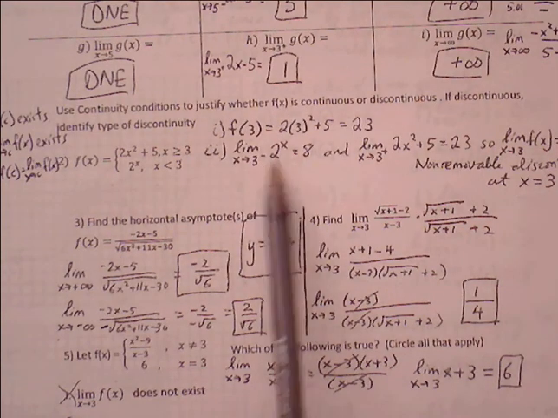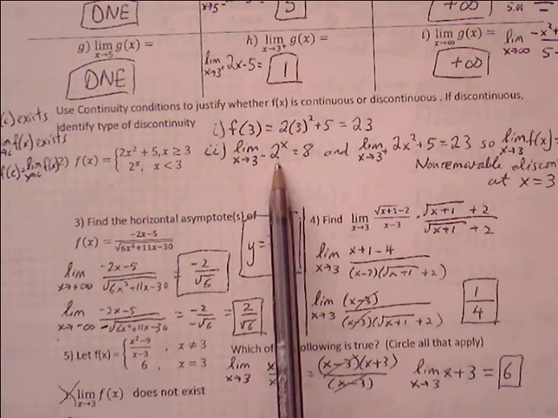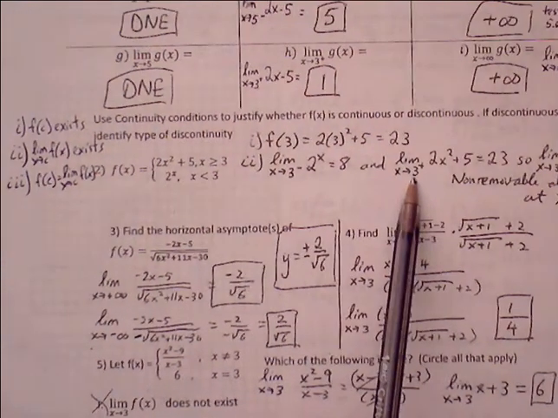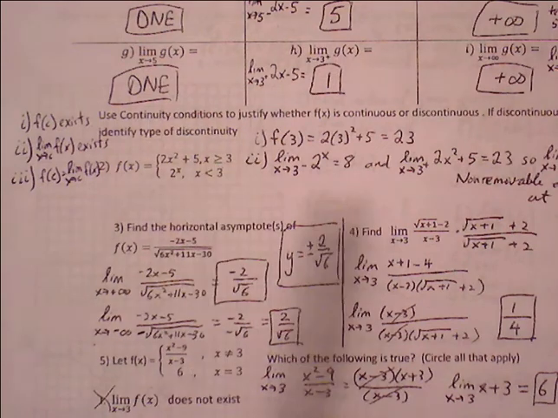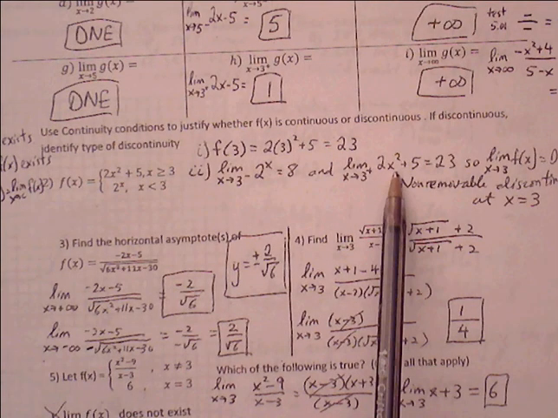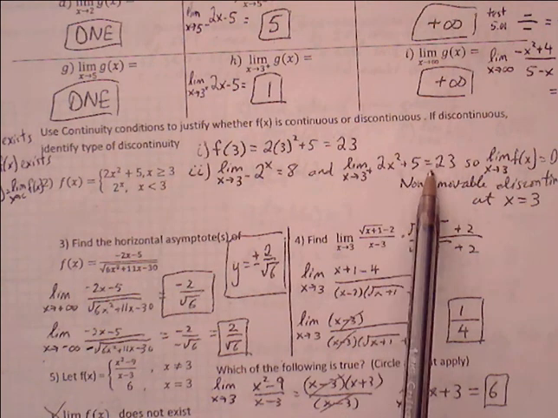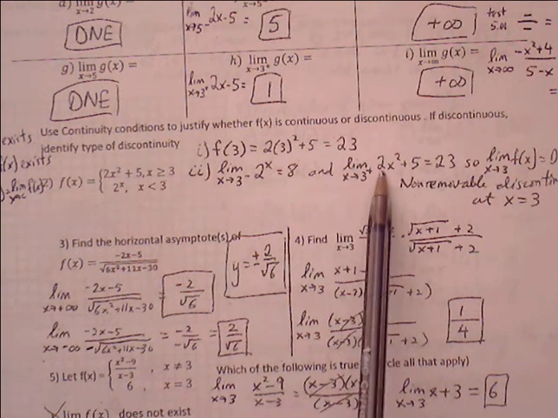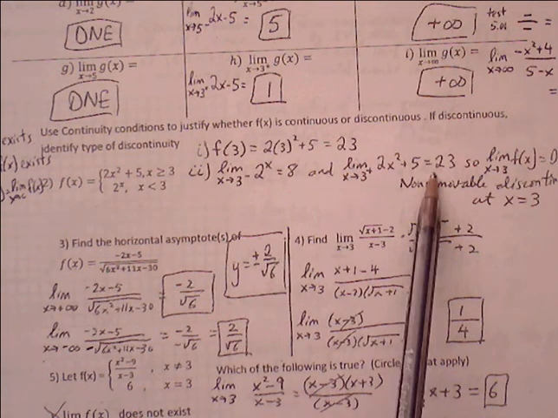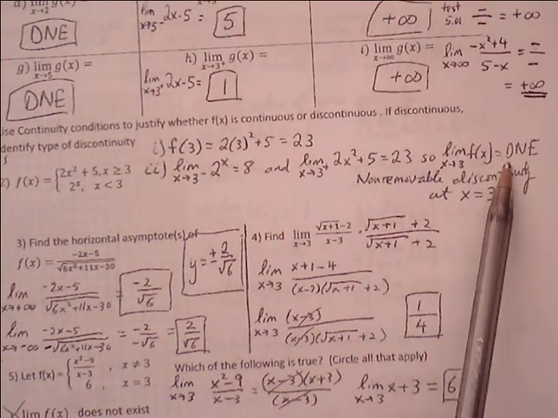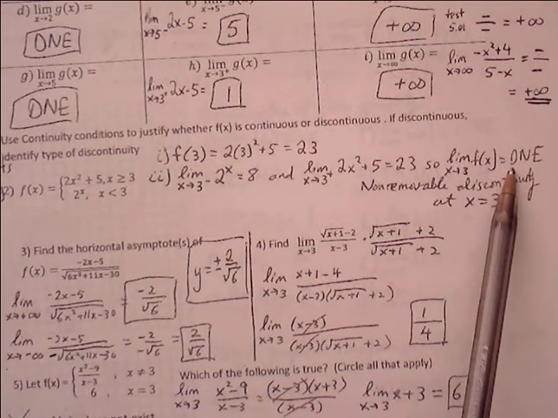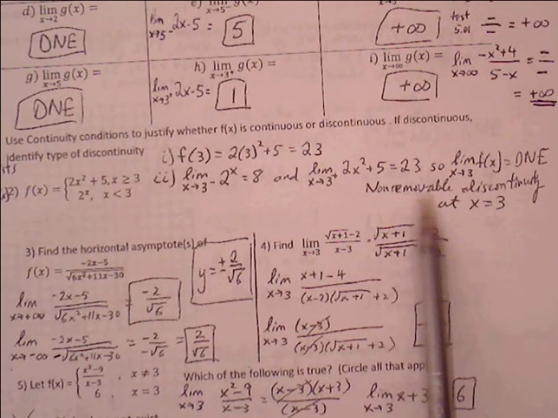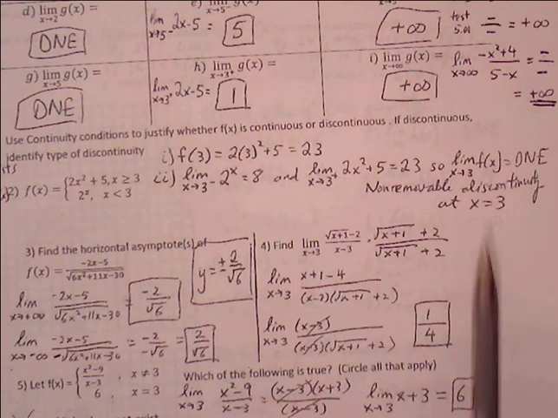So from the left side of 3, we just plug in 3 for x. 2 cubed is 8. From the right side of 3, that is for the first piecewise, so if we plug 3 in for x, we get 2 times 3 squared plus 5, which is 23. 23 does not equal 8. We know that on either side of 3, the graph is not going to connect. So therefore, the limit does not exist. And if the limit doesn't exist, the second condition fails. If the second condition fails, we know that the type of discontinuity we have will be a non-removable discontinuity.